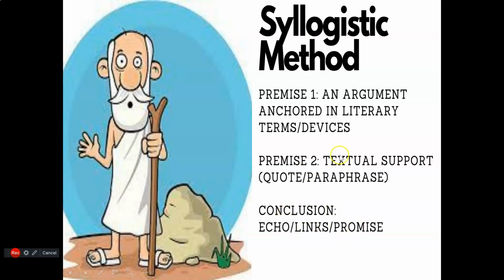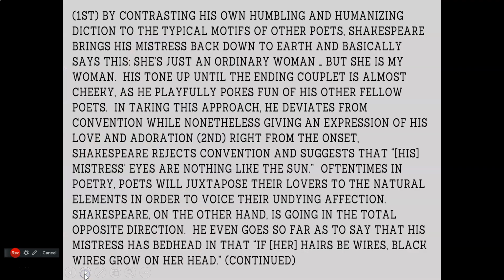Conclusion, echo links, promise. Again, syllogistic body paragraphs, always shooting for 10 sentences. So first premise, 3 sentences. By contrasting his own humbling and humanizing diction to the typical motifs of other poets, Shakespeare brings his mistress back down to earth and basically says this: she's just an ordinary woman, but she is my woman. His tone up until the ending couplet is almost cheeky as he playfully pokes fun of his other fellow poets.